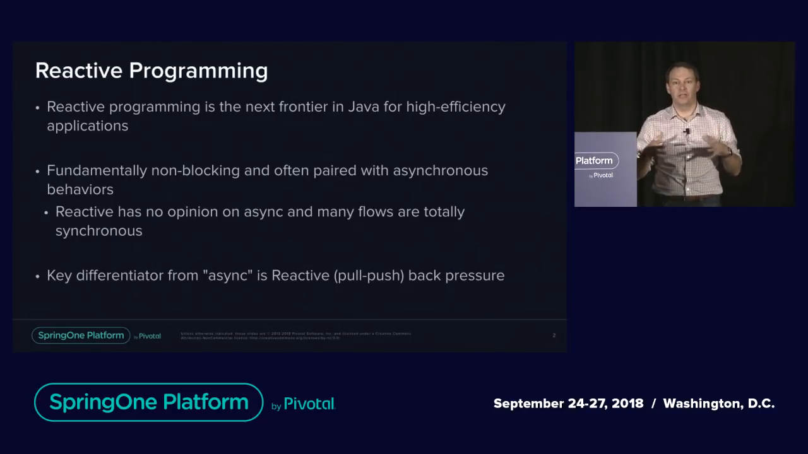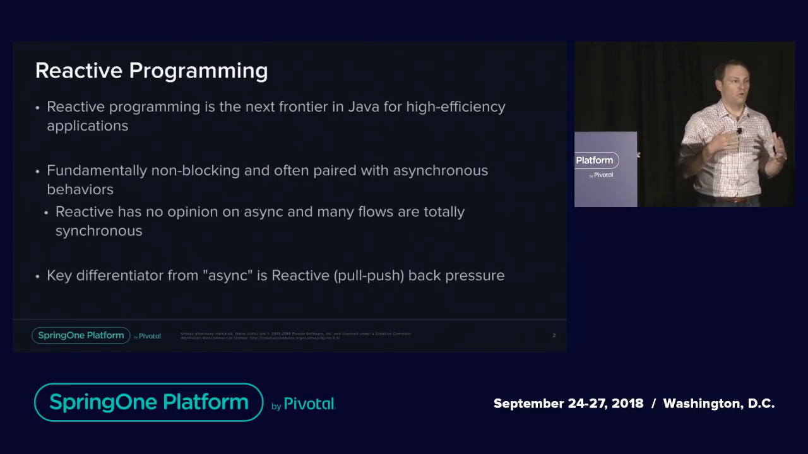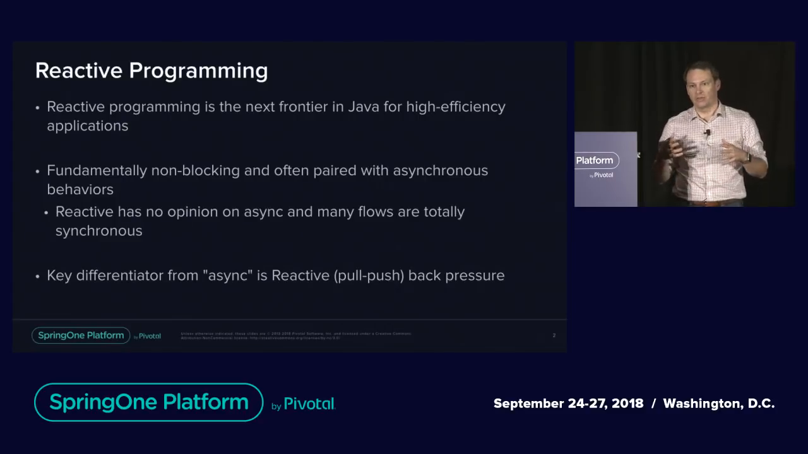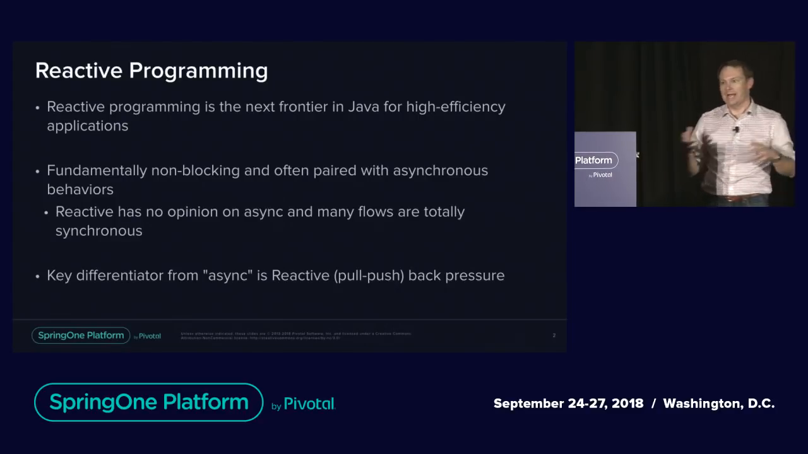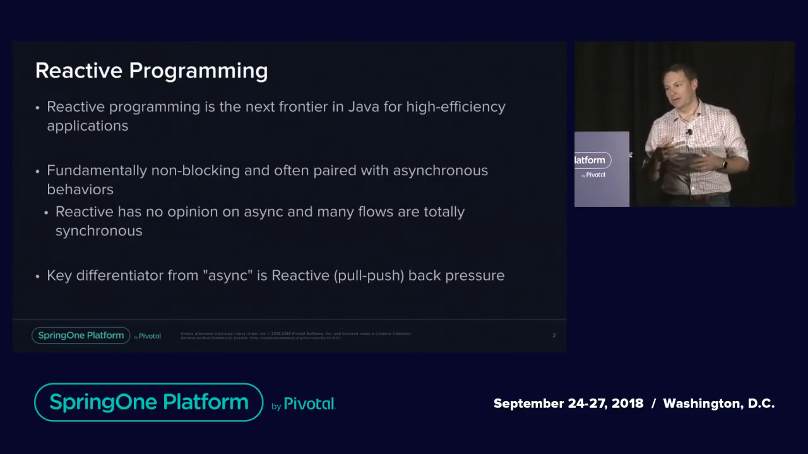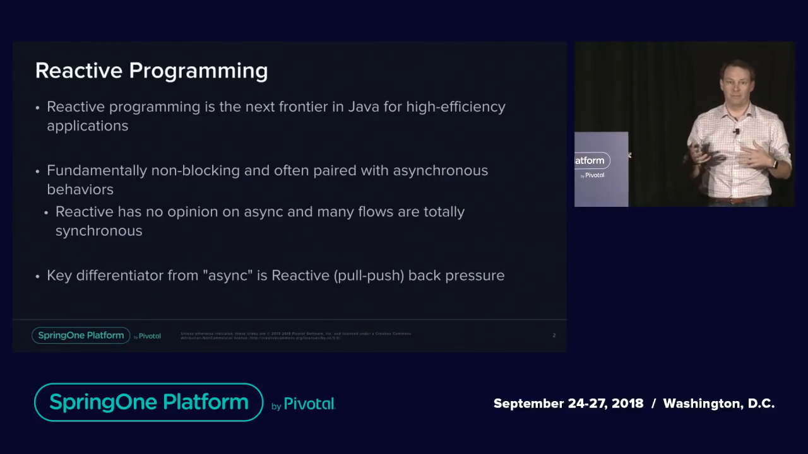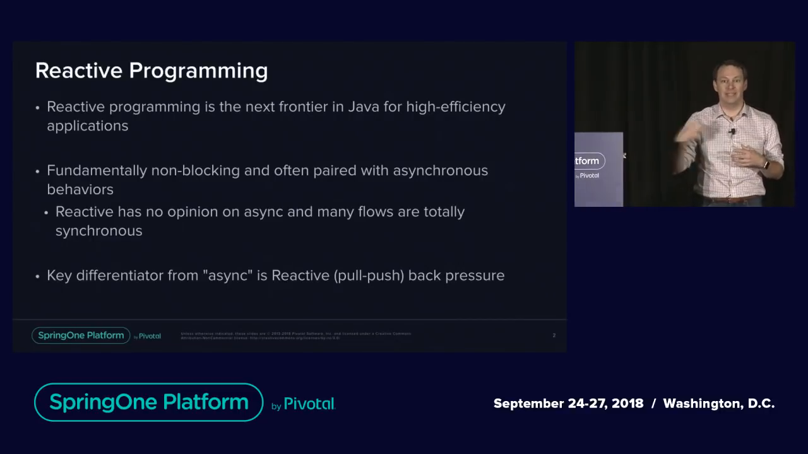But the key differentiator I want you to take away from async versus reactive is this idea that there is this thing called backpressure, right? And so we often refer to it as reactive backpressure, reactive streams backpressure. A good way of thinking about this is that it's actually pull-push backpressure. A key tenet of the reactive stream specification is this idea that a publisher cannot send data to a subscriber or to a consumer until that consumer has indicated it is ready.